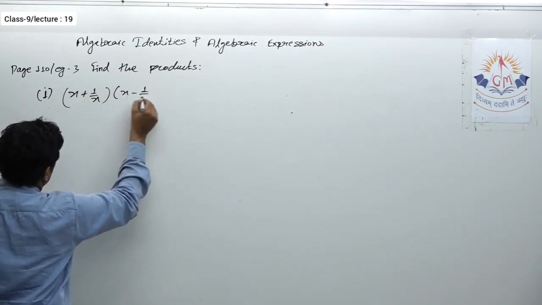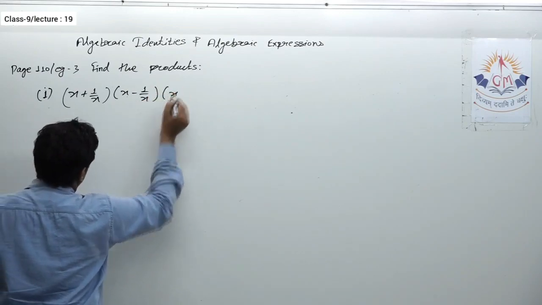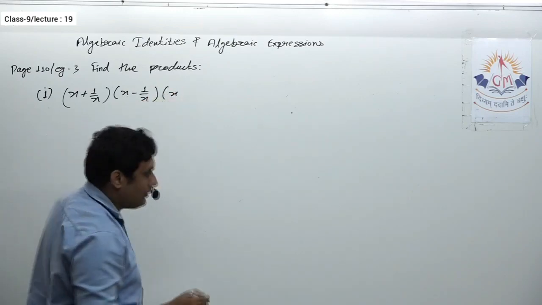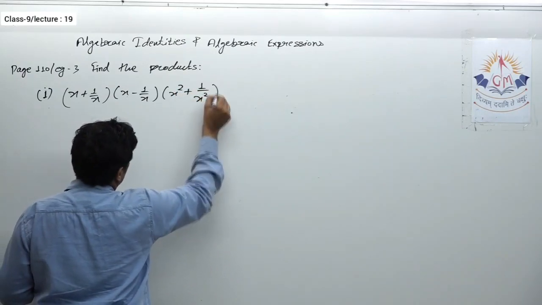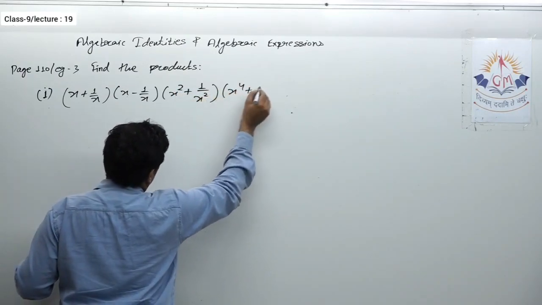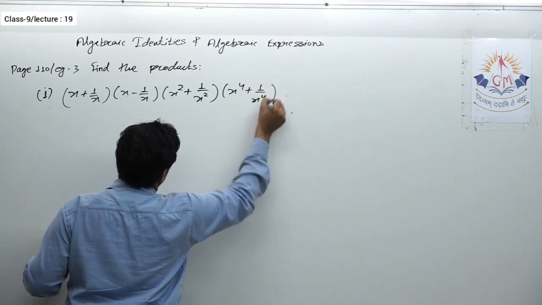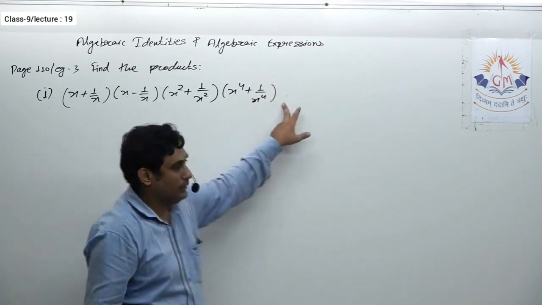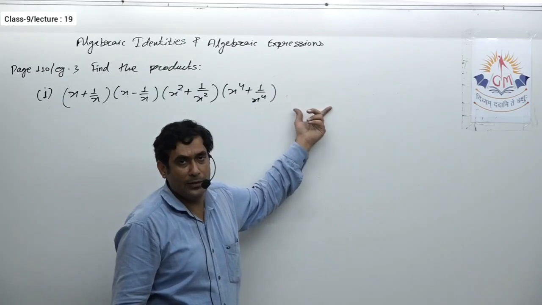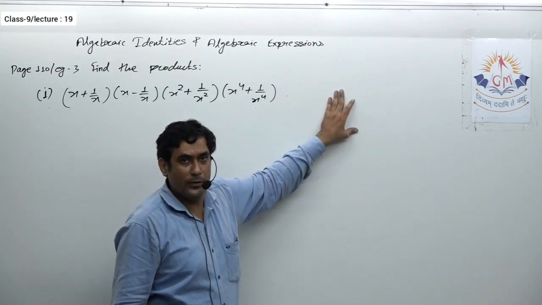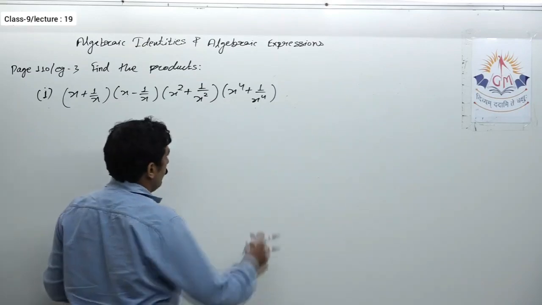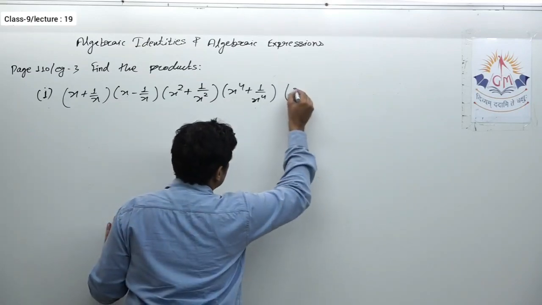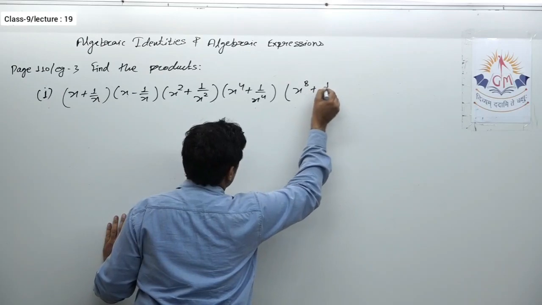x minus 1 upon x, then x square plus 1 upon x square, x raised to 4 plus 1 upon x raised to 4, and so on. Here I can take one more term, that is x raised to 8 plus 1 upon x raised to 8, then x raised to 16 plus 1 upon x raised to 16, and so on. So I'm making a little bit of change over here. Instead of that, I'm taking this.